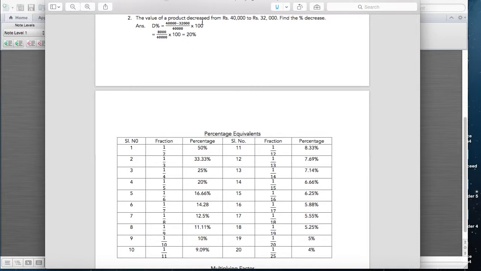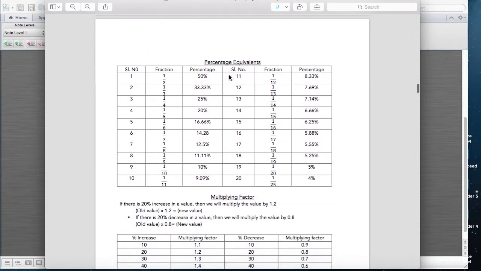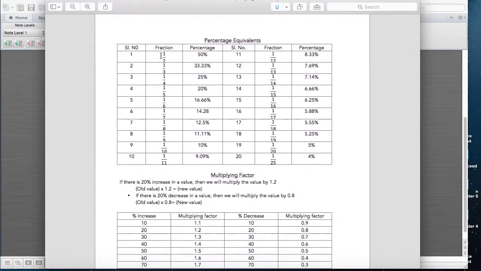Suppose the value of a product got decreased from 40,000 to 32,000. We have to find percent decrease. Our reference value is 40,000. Earlier the value was 40,000. Now the value is 32,000. So the difference is 8,000. The original value was 40,000. So 8,000 upon 40,000 into 100 is 20%. I hope you all remember the fractional equivalents now. 1 by 2 is 50%, 1 by 3 is 33%.